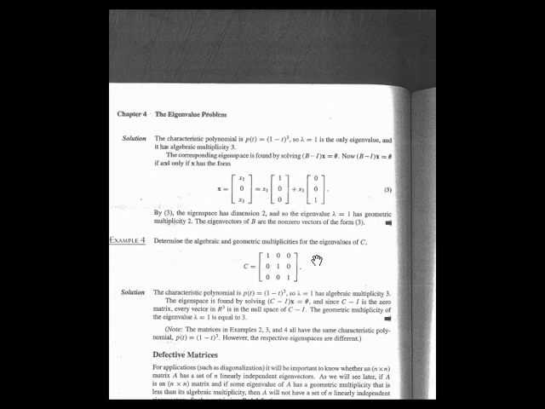And notice in these examples, the geometric multiplicity was always less than or equal to the algebraic multiplicity, but it has to be greater than or equal to 1 or it wouldn't be an eigenvalue. There has to be at least a one-dimensional eigenspace or it wouldn't be an eigenvalue. So the geometric multiplicity is always between 1 and the algebraic multiplicity.